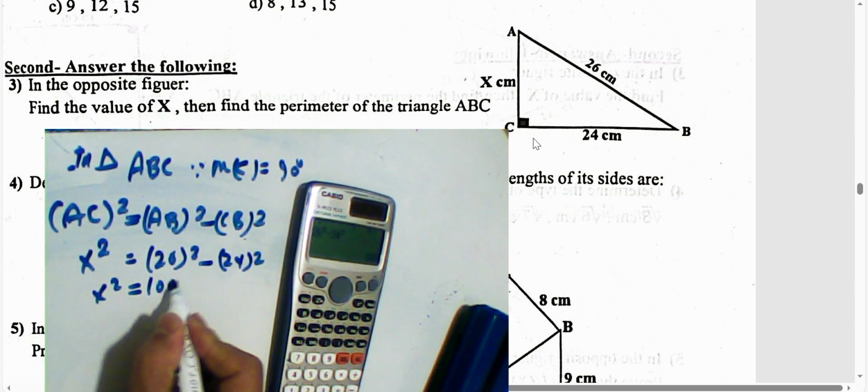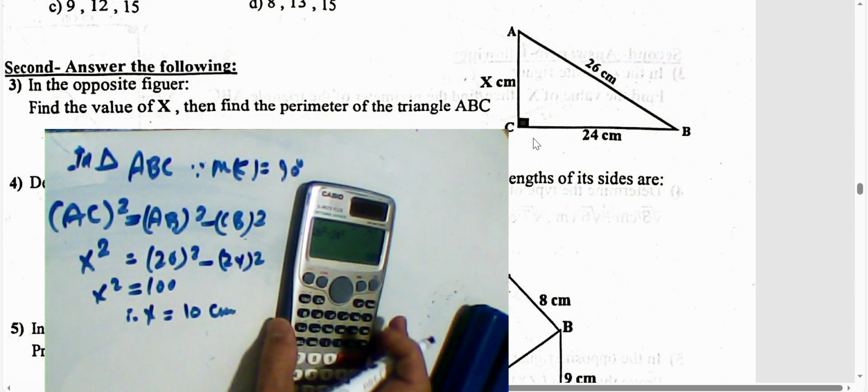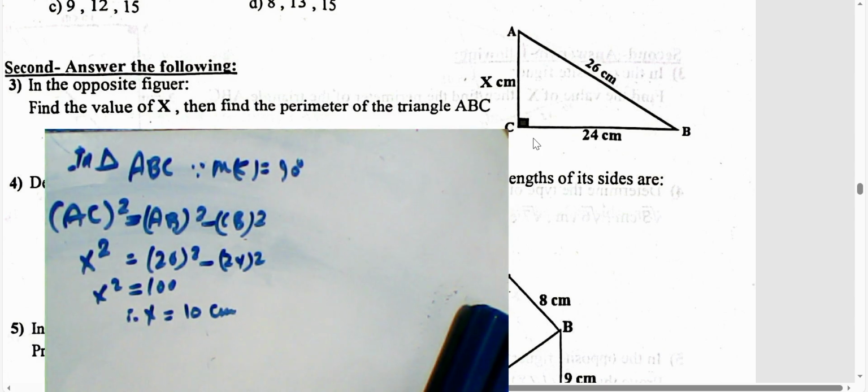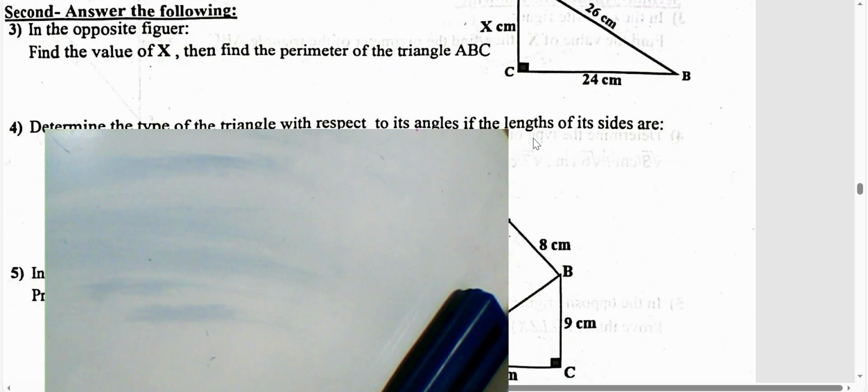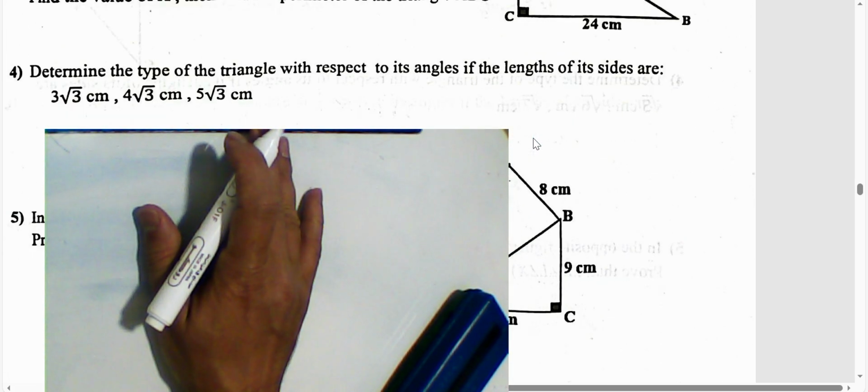Then x squared equals 100. Then you can find the length of x. It will be 10 centimeters, the square root of 100. Okay, then the answer here will be 10 centimeters, because we have a right angle triangle, so you can use the Pythagorean theorem. Question number 4: determine the type of this triangle.